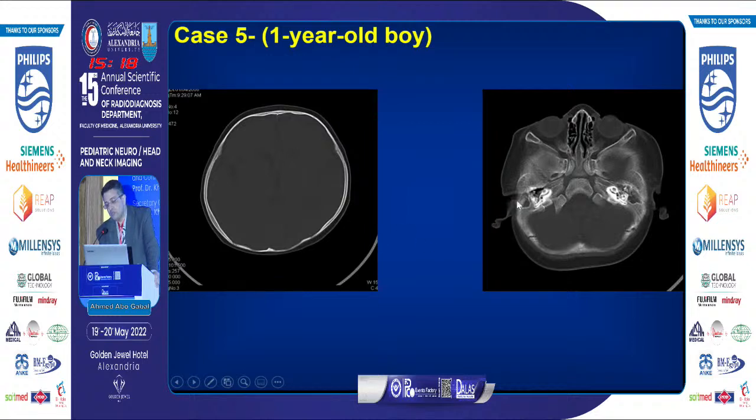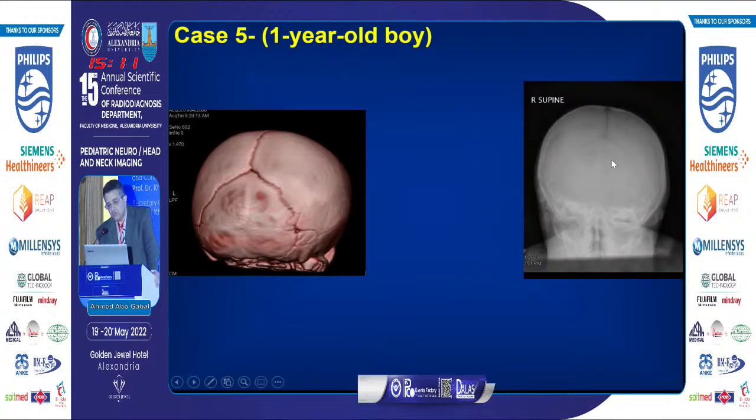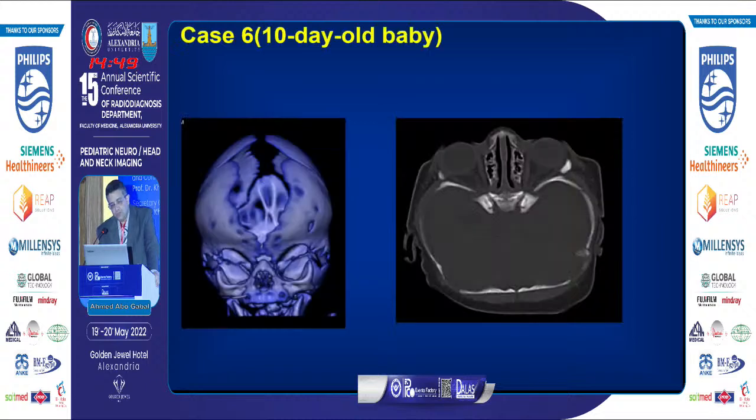But as we could see here, the two ears are on the same level. If I do the Towne's view or the volume rendered, the sutures are patent. So this is a positional plagiocephaly. It occurs because the baby lies on the same side for a long time while he is still very young. This leads to the deformity, which is positional. This is not related to craniosynostosis. So let's shift to the syndromes of craniosynostosis.